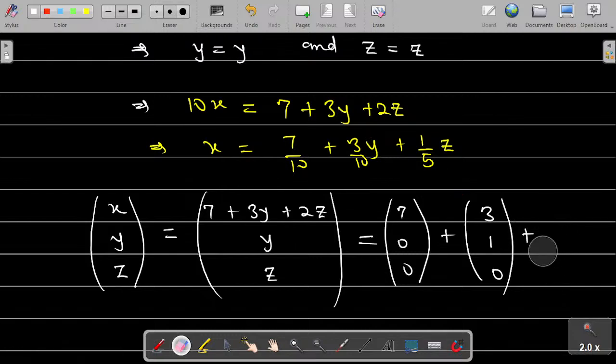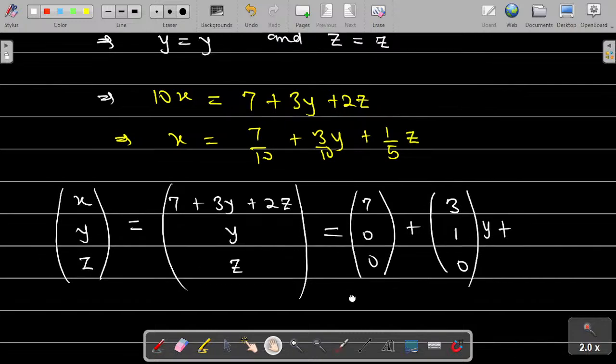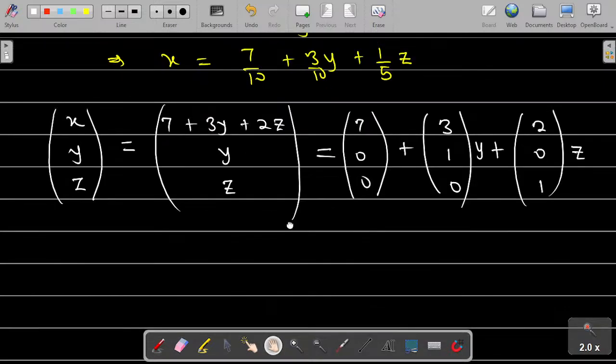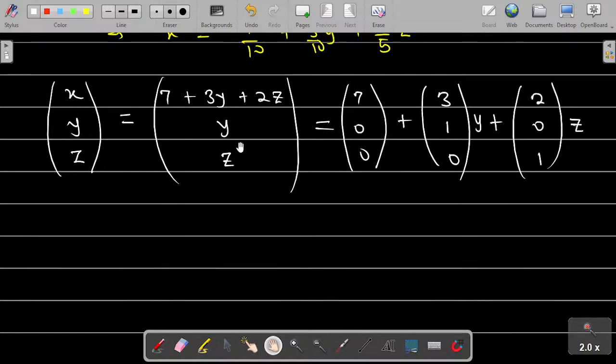Sorry, meanwhile here you are supposed to have that y will be multiplying this one. Then in the last part you will have the coefficient of z, which will include 2, 0 and 1. So we have 2, 0, 1, and that is multiplied by z. And so you have produced the solution in a parametric vector form.